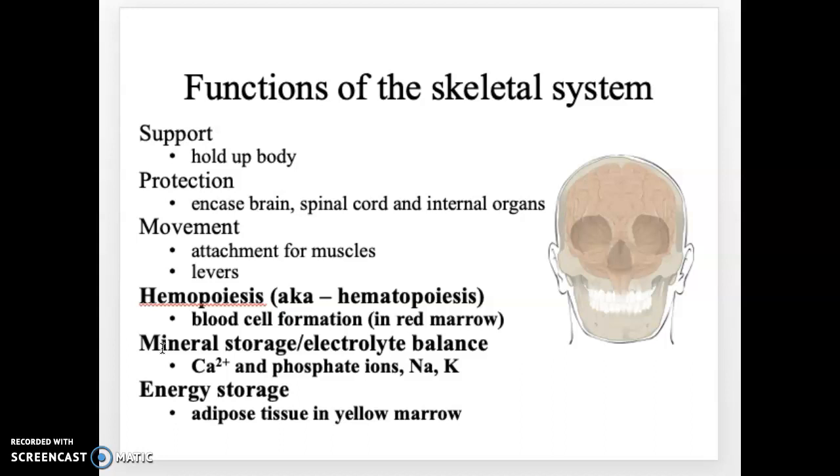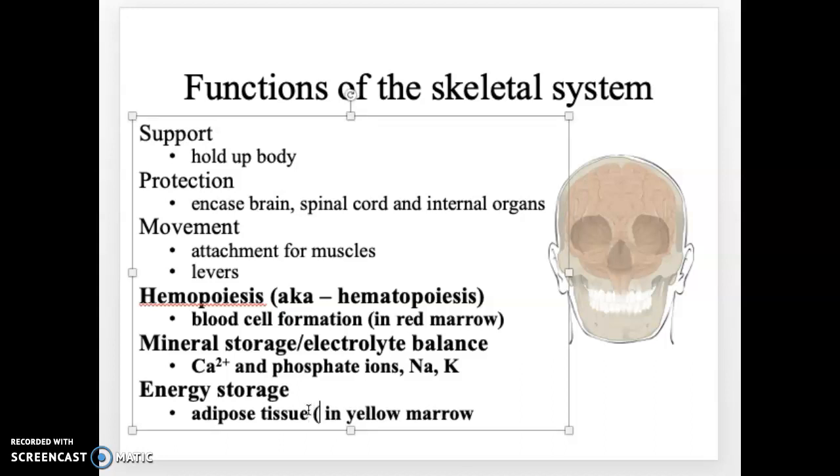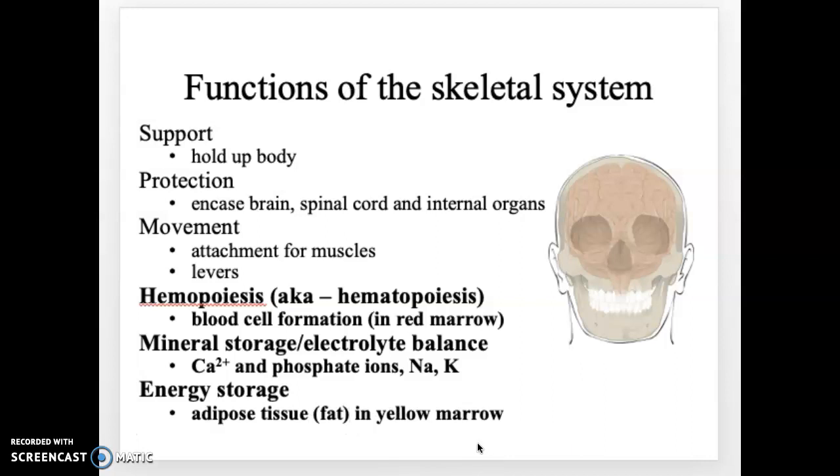And then energy storage, this one's very often missed. The bones have adipose tissue, which is fat, in their marrow cavity, so we call it yellow marrow.